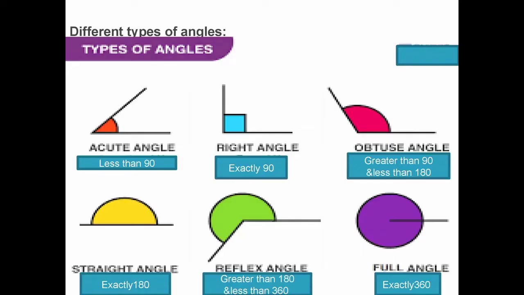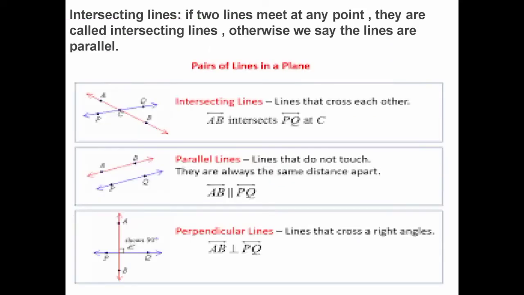Types of angles. First, an acute angle, which is less than 90 degrees, and a right angle, which is equal to 90 degrees. An obtuse angle is greater than 90 degrees and less than 180 degrees. Next, a straight angle, which is equal to 180 degrees, and a reflex angle, which is greater than 180 and less than 360 degrees. A complete angle is equal to 360 degrees.